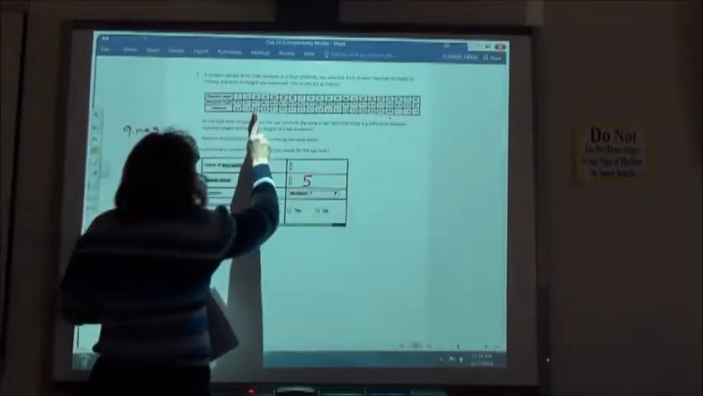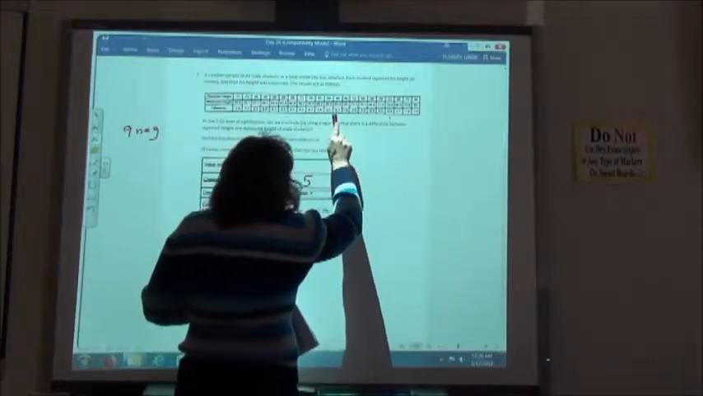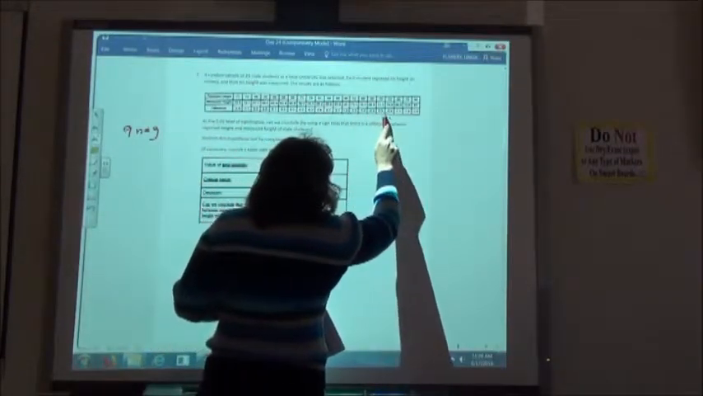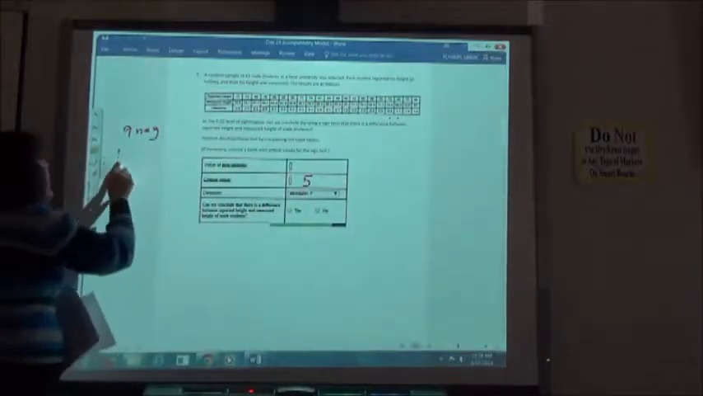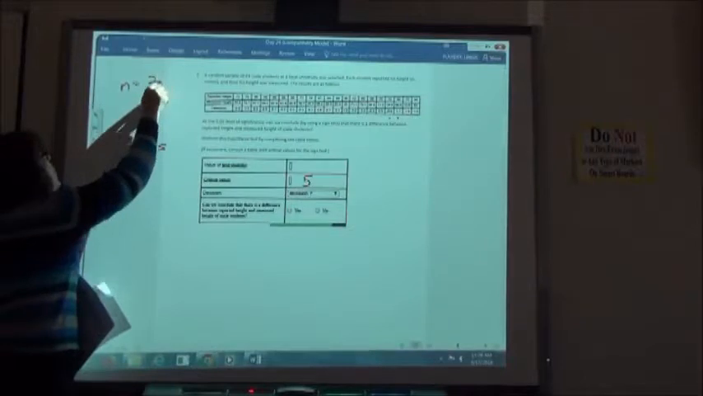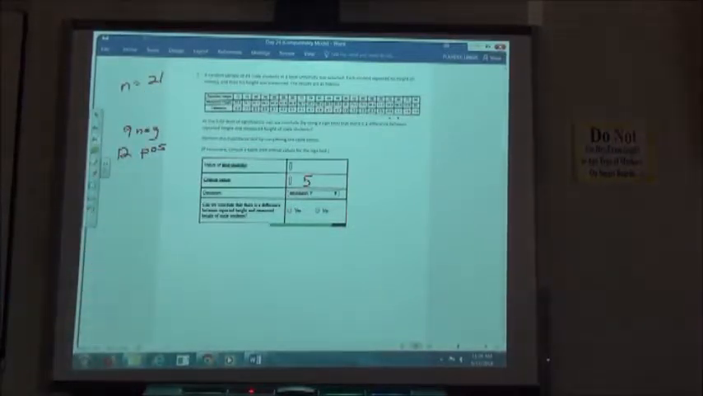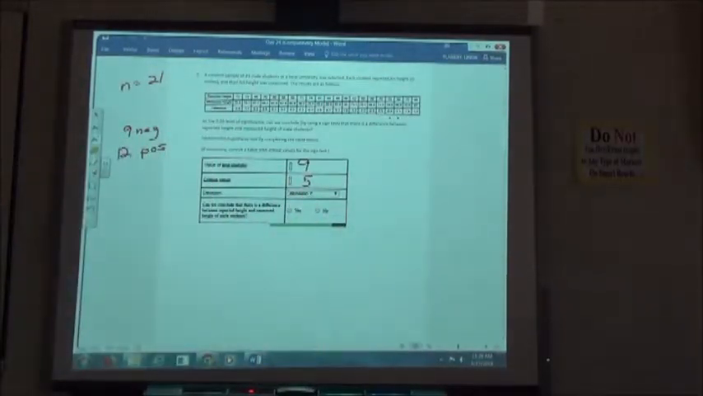Positive numbers, I've got 1, 2, 3, 4, 5, 6, 7, 8, 9, 10, 11, 12. That should add up to 21. It does, because n was equal to 21. So in this case, my test value is the lower of those two numbers. 9 is the lower of those two numbers. So 9 is my test value, 5 is my critical value.